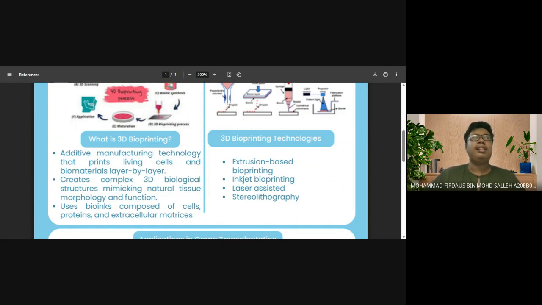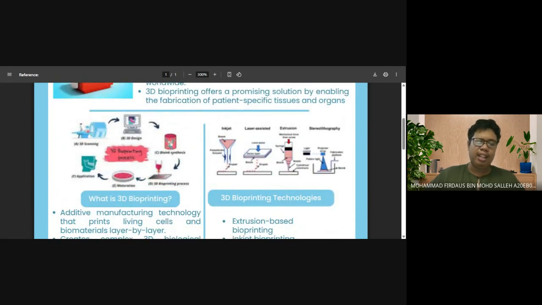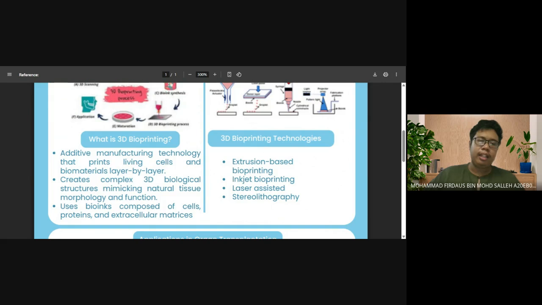And the process is still similar. We do it layer by layer to create a complete 3D biological structure, mimicking natural tissue morphology and function. So with the help of 3D bioprinting, we can make 3D structures that mimic natural tissue and morphology as well as function.